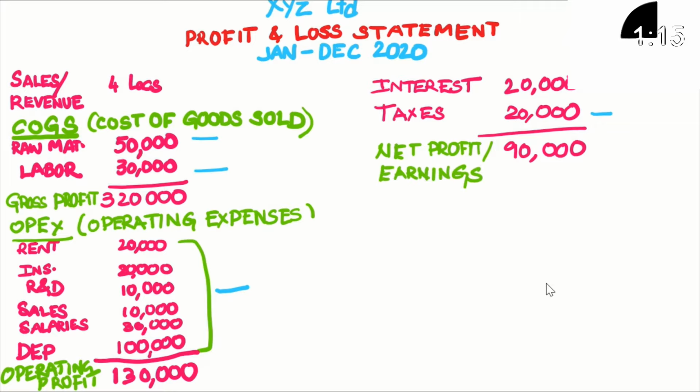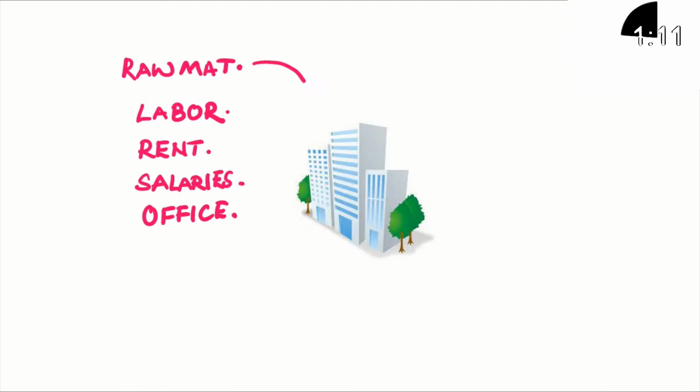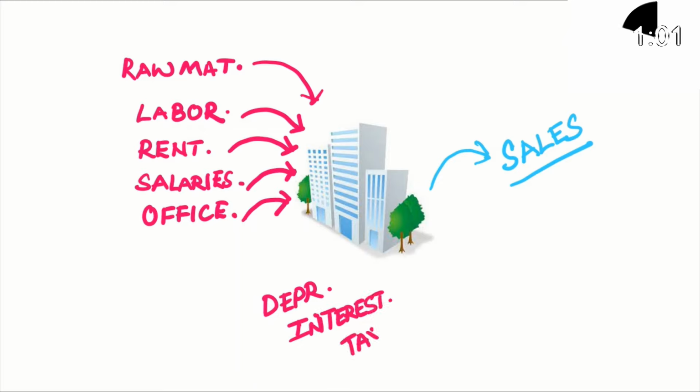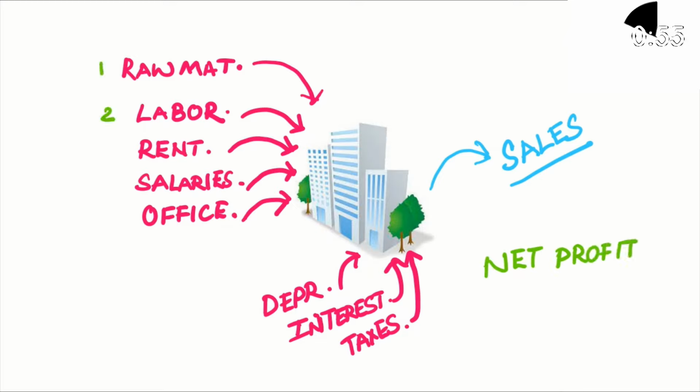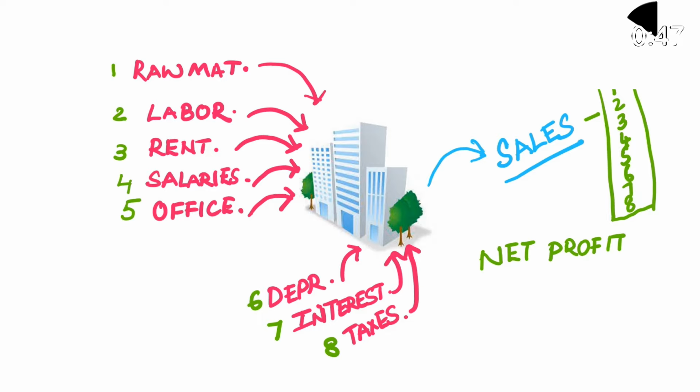The business uses raw materials, labor costs, other expenses like rent, salaries, office charges, and generates sales. There are also other factors like depreciation, interest, and taxes. To understand the final profit that the company is making, we need to deduct all these expenses from its sales amount. This final profit is nothing but net profit or earnings.